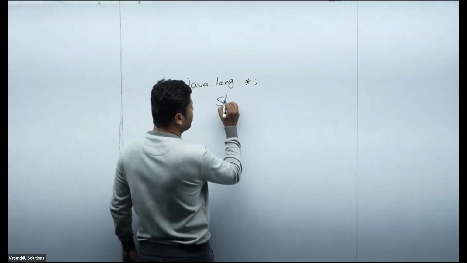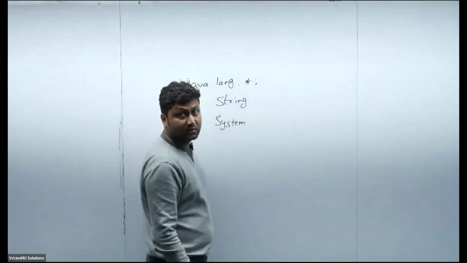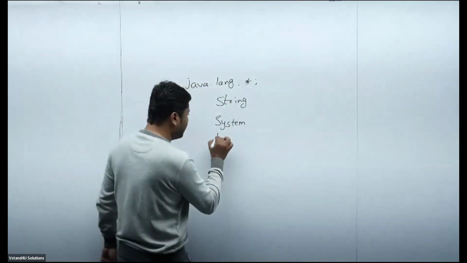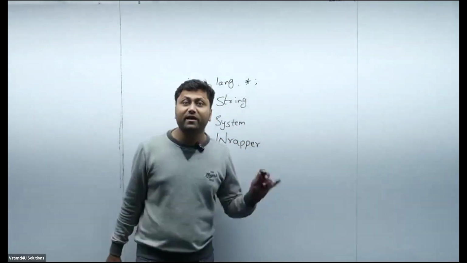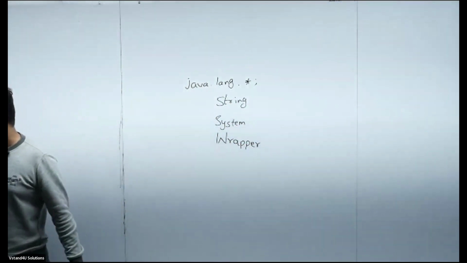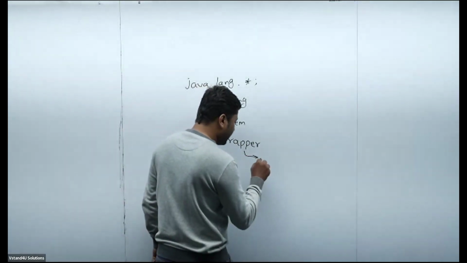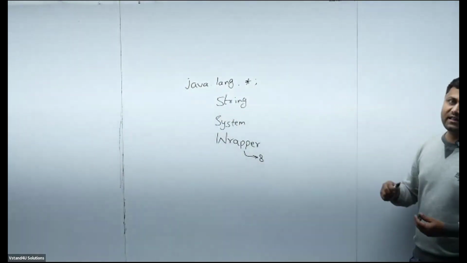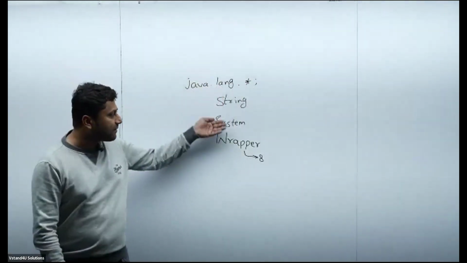These bunch of classes are given to us by default, classes like String, System, any other class. Can anybody help me? How many wrapper classes are there in Java? Perfect, total 8 primitive data types. For the 8 primitive data types, primitive wrapper classes are given to us. All the wrapper classes are also immutable. So these are the lang package classes.